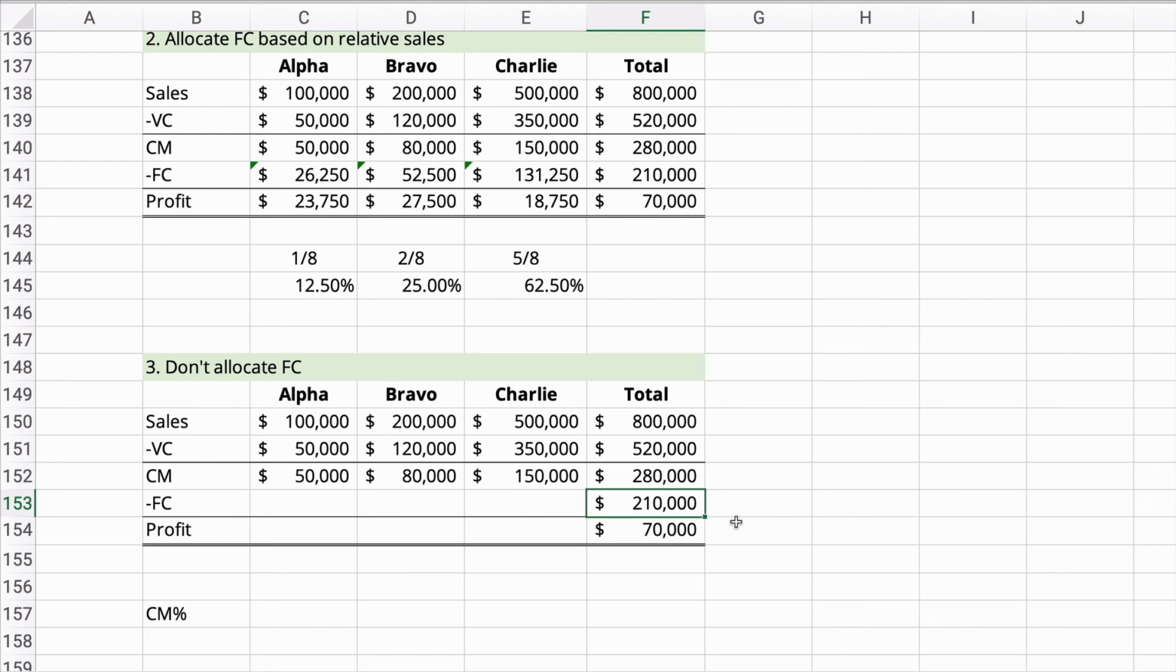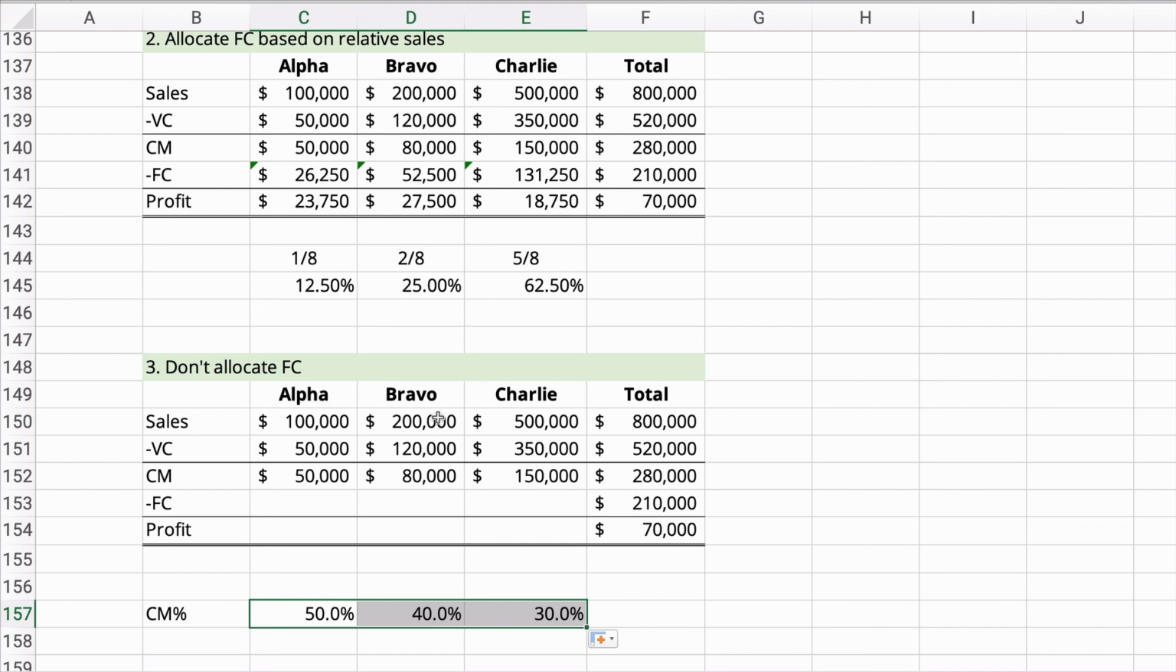So you could allocate it evenly, which gives you kind of bad results for Alpha. You could allocate it based on relative sales, or you could allocate it not at all. You could just say, we're not going to allocate this at all. Now, let's think about something else. Let's look at contribution margin percentage. So let's take contribution margin divided by your sales. What percent is that for Alpha? 50%. So for every dollar of sales, they get to keep 50% as contribution margin to pay off your fixed cost.